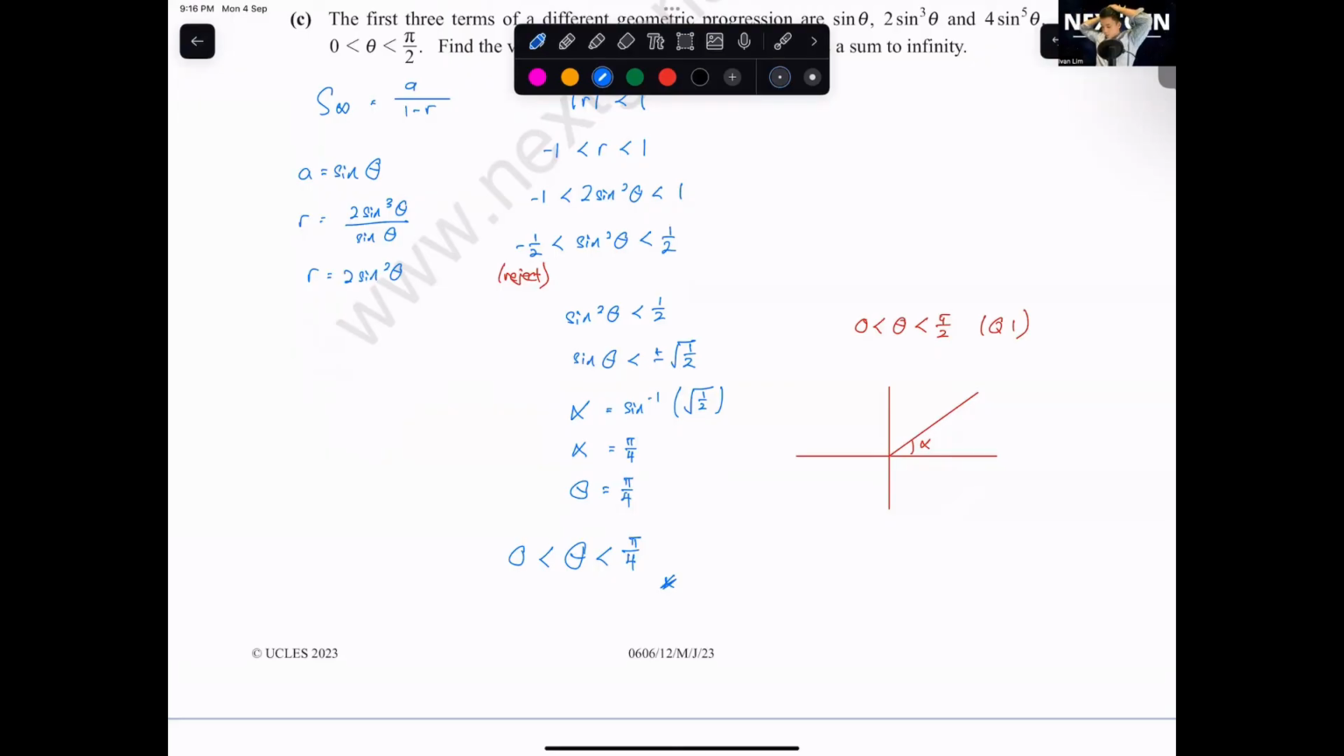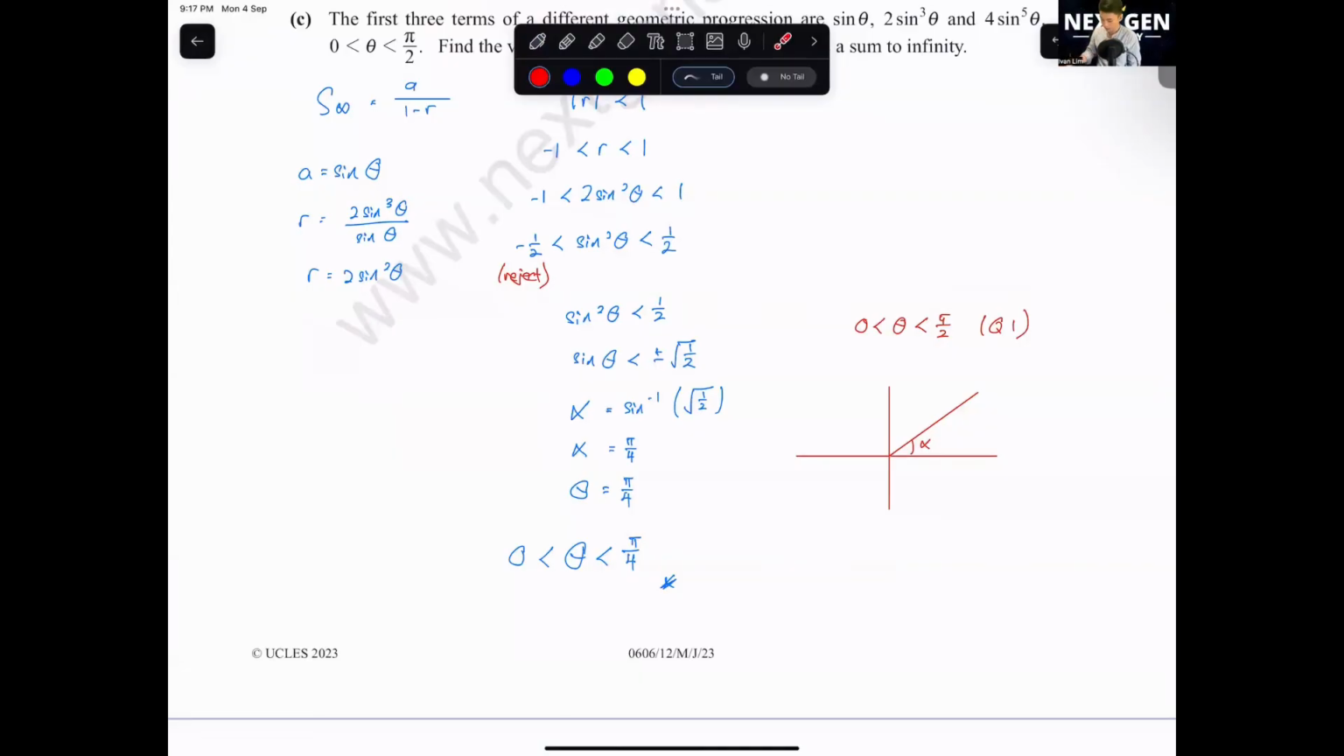Why do I reject negative 1 over 2? Because you know why reject or not? You square, you cannot square root a negative. Okay, did I say that? I think I said something else just now. Okay, teacher a bit blur. If sine square theta is more than negative 1 over 2, I need to square root it. This one I cannot get an answer. So I will reject this part here. Okay, all good? All right.